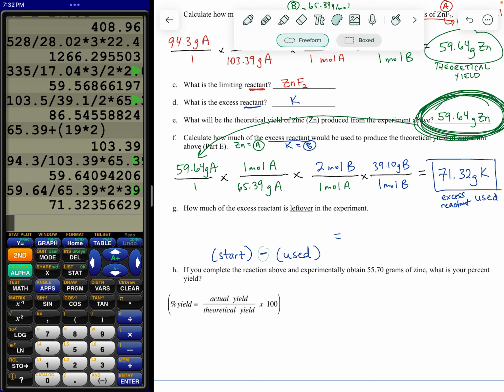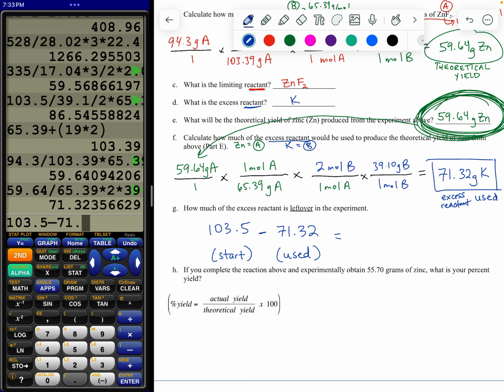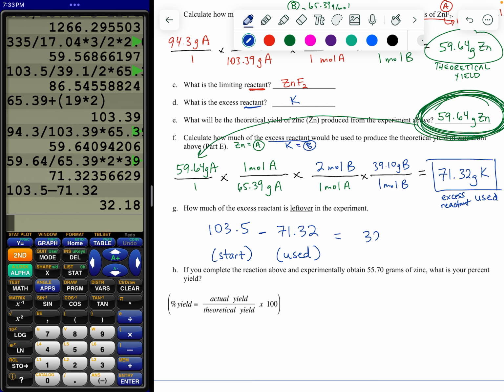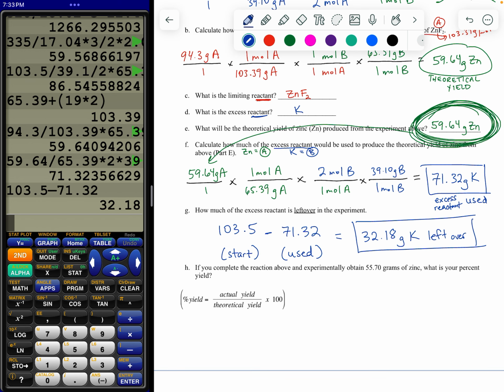And so in this case, we started with 103.5 grams of potassium, but when our reaction ended and all of that 94.3 grams of zinc fluoride was used up, at that point we had only used 71.32 grams of that potassium. And so we can just take those two numbers and subtract them from one another. So that would be 103.5 minus 71.32, and we get 32.18 grams of potassium, and that is left over. All right, and that is how we can work backwards.